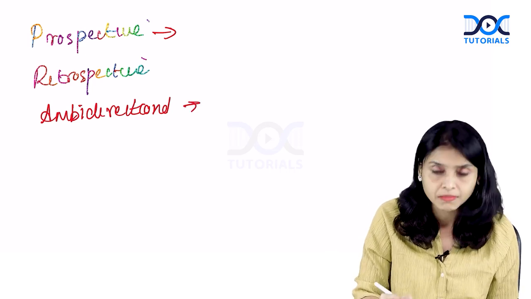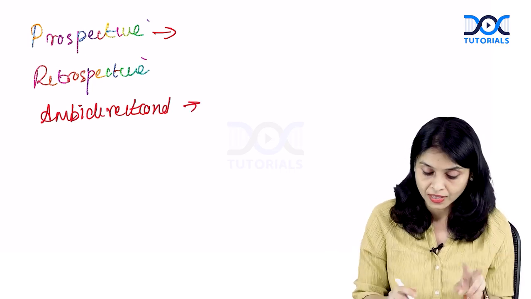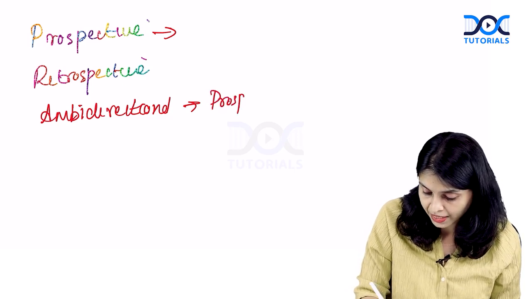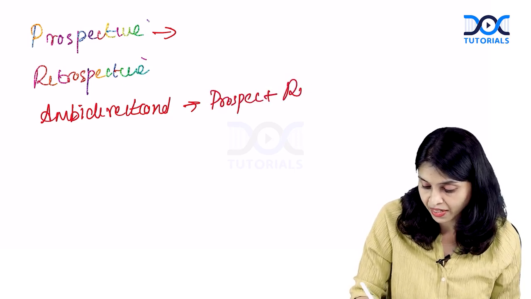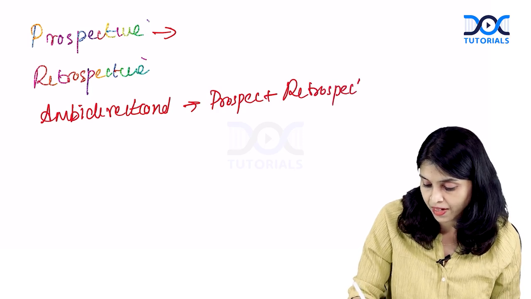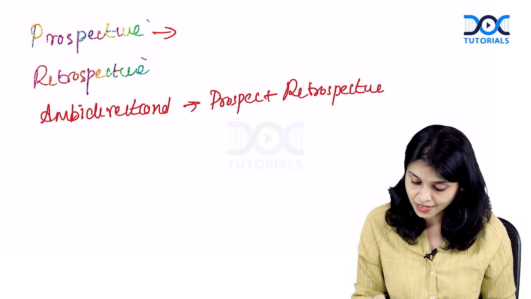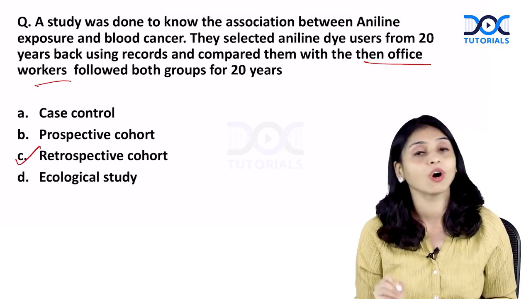That means, ambi means two, right? Or this way and that way. So, this is prospective plus retrospective. So, what is the answer here? It's very, very clear. Here the answer is retrospective cohort.